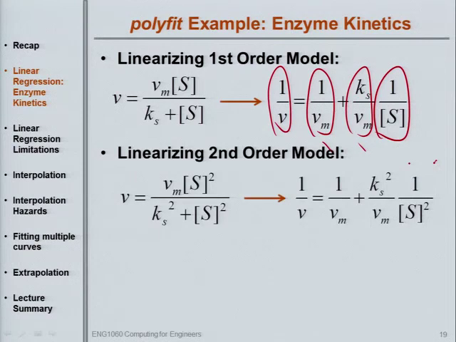Similarly, with the second order model, we do exactly the same thing. We take the inverse of both sides, and we end up with two new variables. Our new y is equal to 1 on V, and our new x is 1 on s squared. Okay? That's why you don't want to try and remember the formula between these things, because if I give you something where there's an s cubed down here, or an s to the fifth, you won't have seen it before.